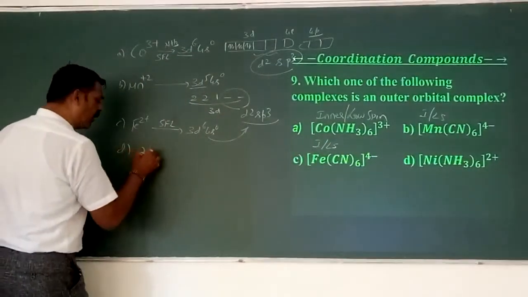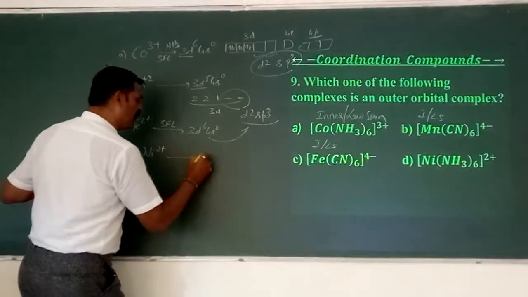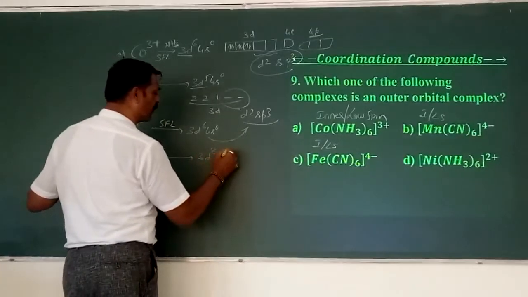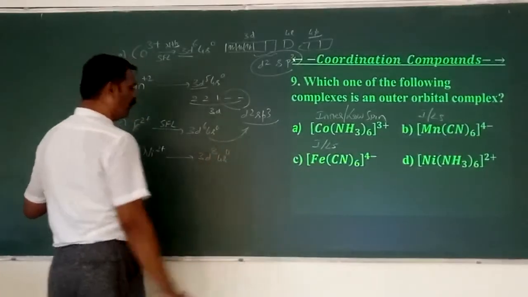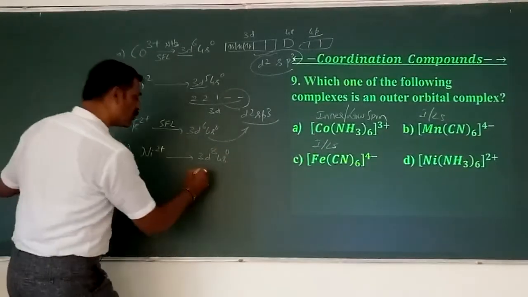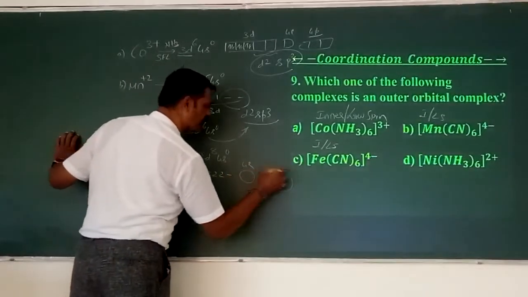What is that? Nickel in the form of, can I say it is plus 2 here. So here it is 3d8 4s2. Therefore it is 3d8 4s0 here. 3d8 4s0. So I think it is 2 2 2 2 0. Here it is s. Here it is 4p.